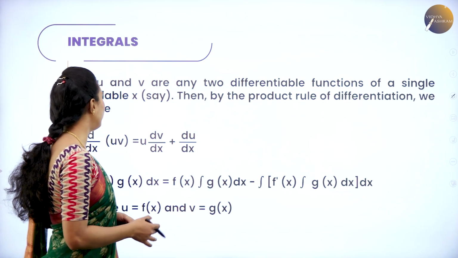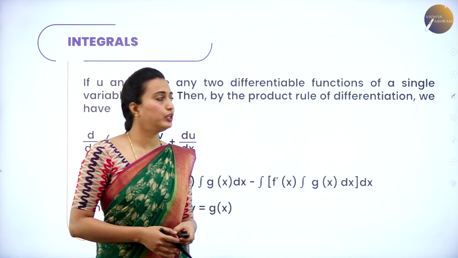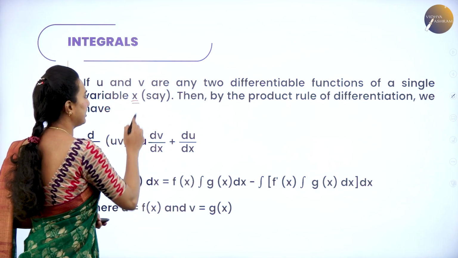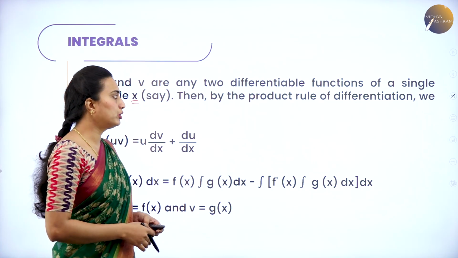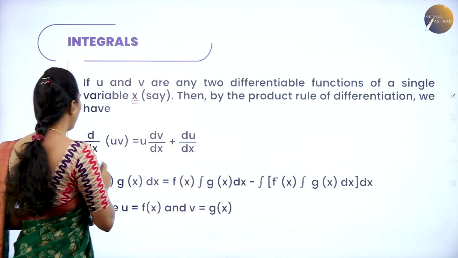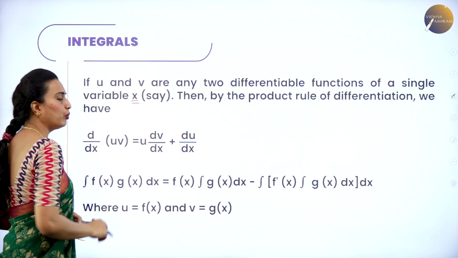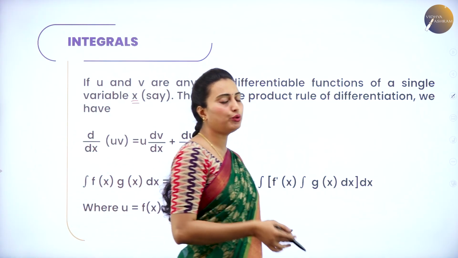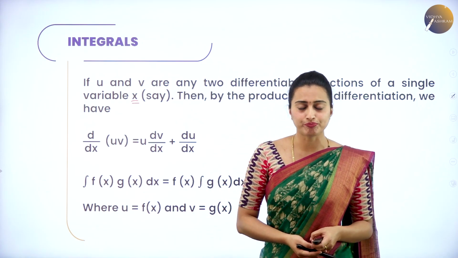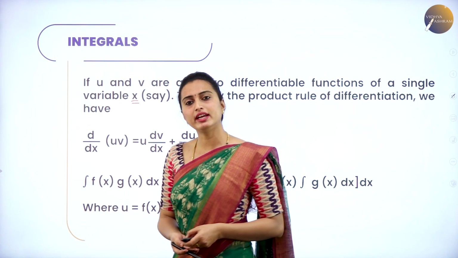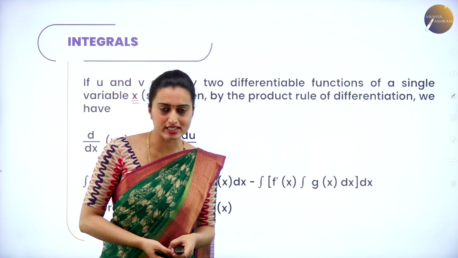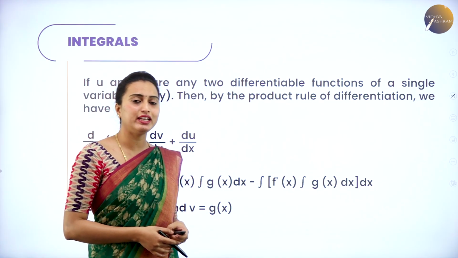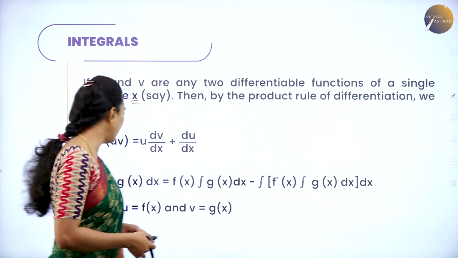Here, if u and v are any two differentiable functions of a single variable x, then by the product rule of differentiation, we have d by dx of u into v is equal to u into dv by dx plus v into du by dx. Isn't it so? Now here I am going to take u is equal to f of x and v is equal to g of x, and then I am going to do integration by parts.